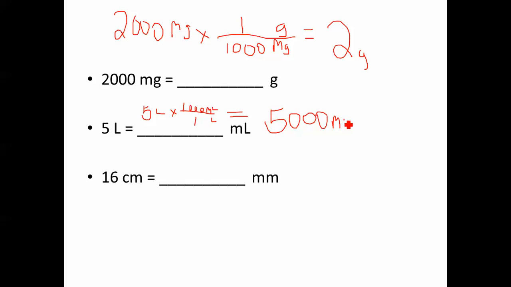Here is 16 centimeters. Always start with what you've been given. Times sign, draw a line. You put your given unit on the bottom and your desired unit on the top. Because centimeters to millimeters is 1 step, there are 10 millimeters in every 1 centimeter. So you take 16 times 10, and that gives you 160 millimeters.